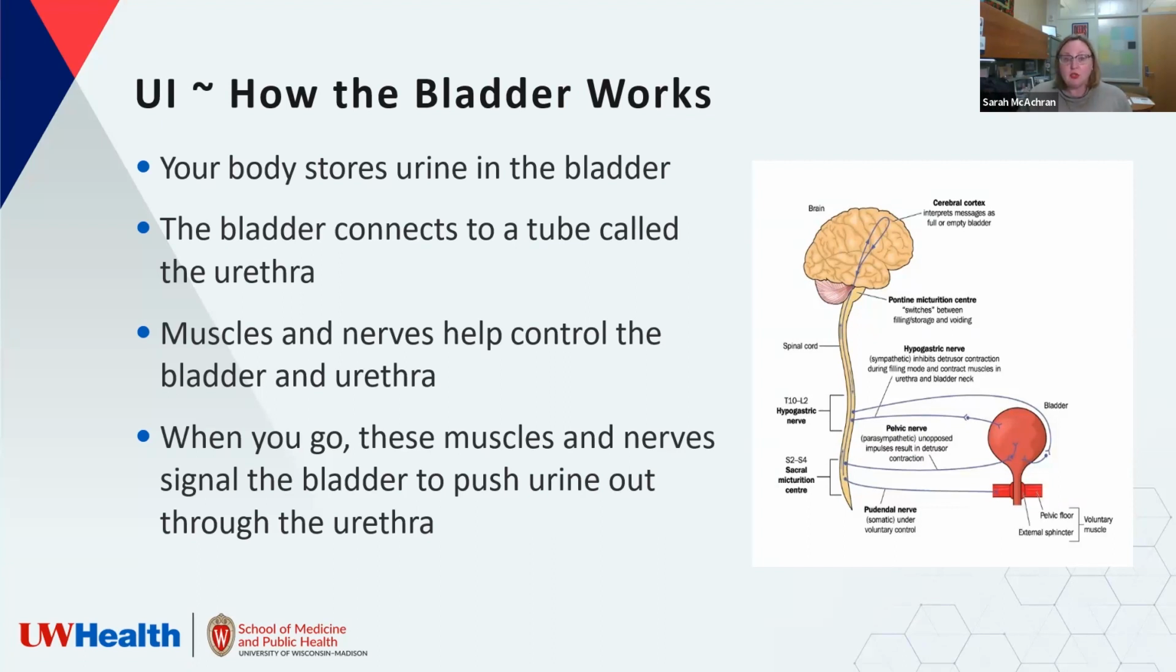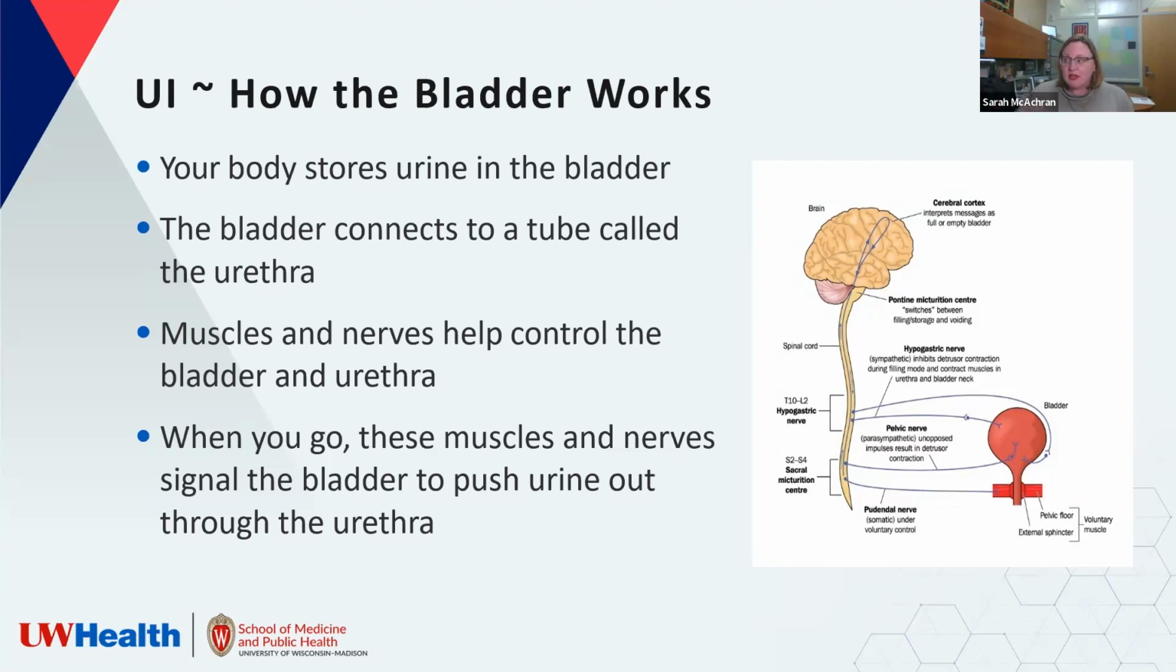So your body stores urine in the bladder. I tend to explain to my patients that the kidneys are the faucet and the bladder is the pitcher. So the kidneys determine how much urine is getting made. And sometimes when you take a diuretic, that faucet gets turned up really fast. And then the bladder is the pitcher. It's what's storing the fluid that's coming downstream.